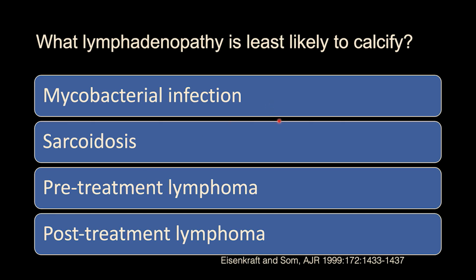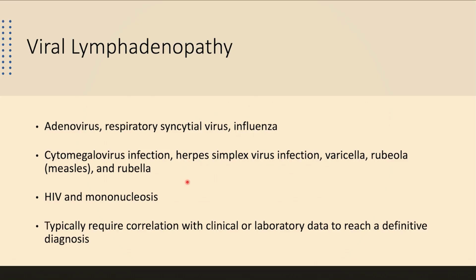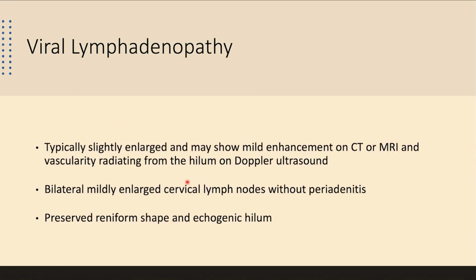Okay, so which lymphadenopathy is least likely to calcify? Well, I just showed you some cases of these, and by the way, based on this, it's pre-treatment lymphoma. Post-treatment lymphoma likes to calcify, pre-treatment doesn't, okay? Bilateral stuff is usually viral. Okay, here's some of the culprits of viral lymphadenopathy that you can see here. Sort of the main players here. So these are typically bilateral, enlarged, homogeneously enhancing lymph nodes.